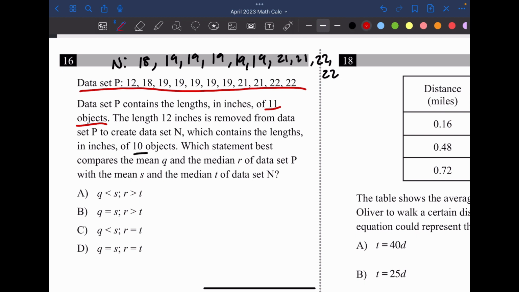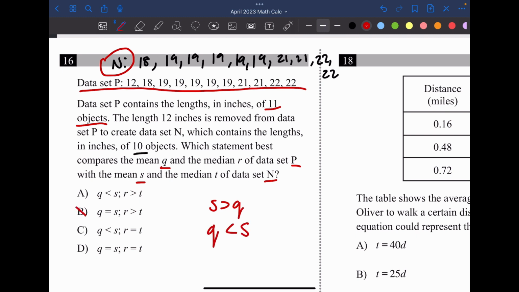You can do this on a calculator for the mean, but I already know that if you remove the lowest number out of the set, obviously the mean is going to be pushed to the right because you took away what's pushing it to the left. So your result is going to be a bigger mean for N. That means since for P, we call the mean Q, and for N, we call the mean S, S must be greater than Q, or you can write it this way as well. So Q is less than S.